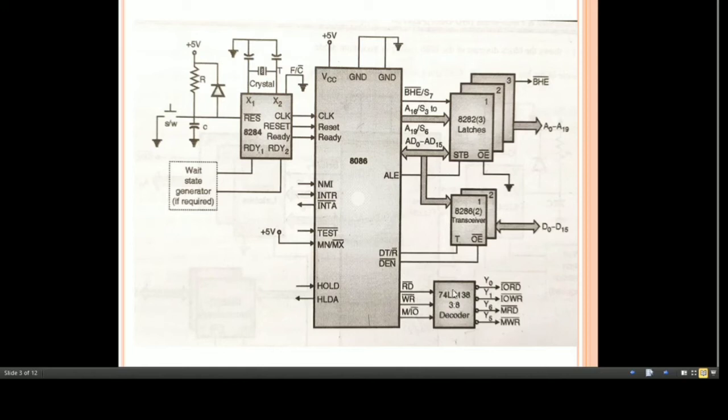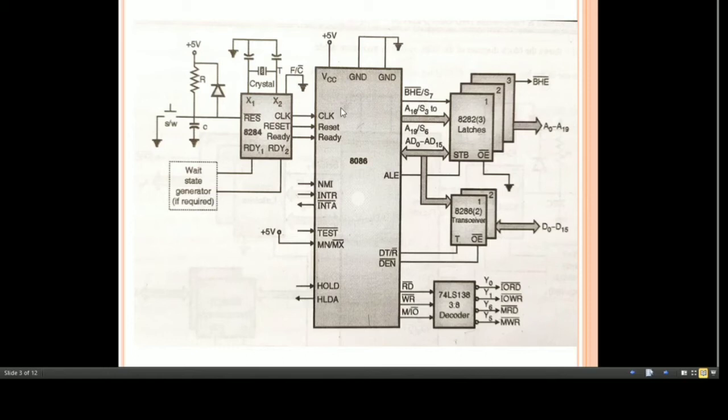The input provided to this decoder is the status, or we can say the signal from M/IO bar, write bar and read bar. Here the HOLD and HLDA pins or signals are used to interface with other bus masters. The INTR as well as INTA bar signals are used to increase the interrupt handling capacity of 8086.